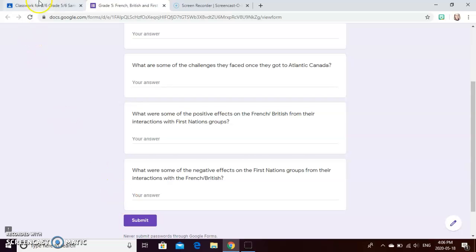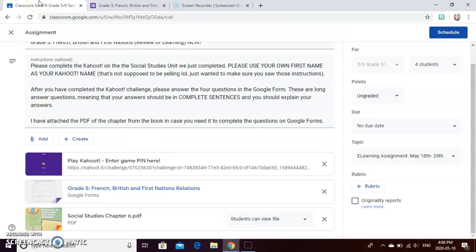One thing I will say is, even though neither of these pieces of the assignment require you to turn in, please make sure that you're turning in the assignment when you're done, just so that I can see that you completed both the Kahoot and the Google Form questions for this assignment. That way I don't have to go looking. And as I said earlier, the chapter PDF is attached below.